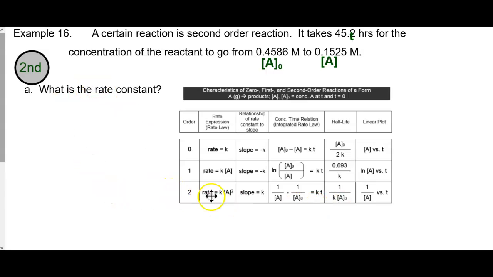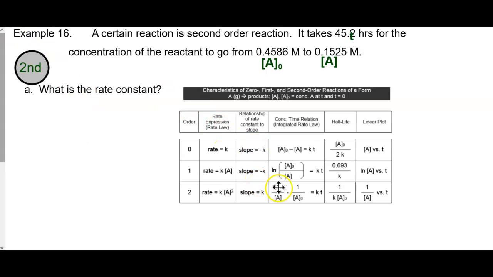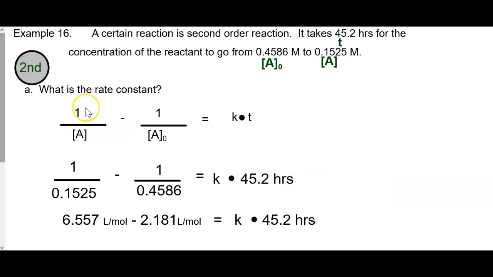And we need to find the rate constant, so we need to have K. We don't have a rate, so this is not going to help us. We don't have a graph to make a slope from, so that's not going to help us. So the only thing we can use is the integrated rate law to solve for K. So from that diagram here, we're going to put 1 over final concentration minus 1 over initial concentration equals K times T. That's what I've done here.